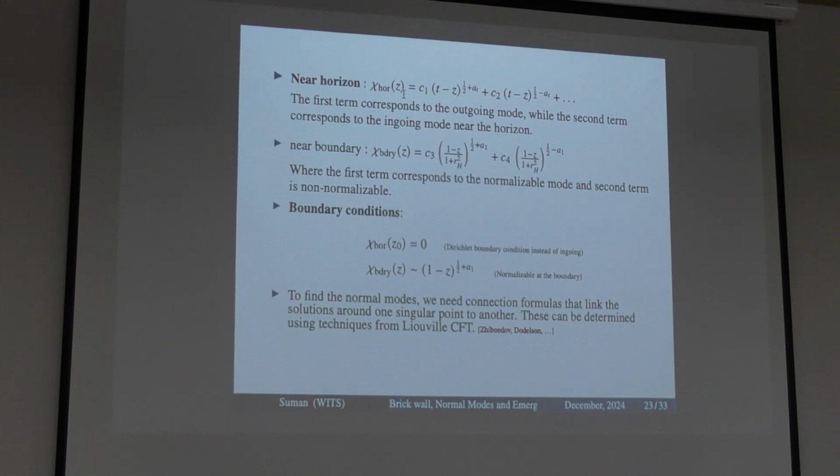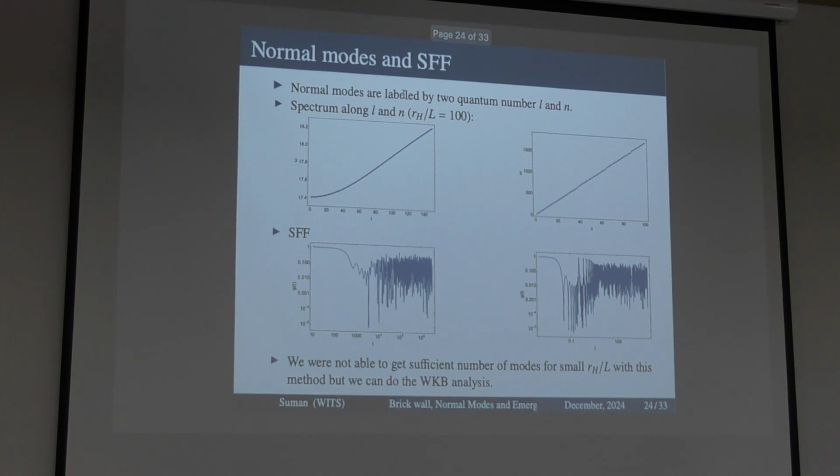Now to find these normal modes, we need the connection formula. For BTZ, this was a hypergeometric equation, so we know the connection formula. But here this is a Heun equation, but there are some techniques using Heun connection, and those connection formulas can be written approximately, and we can solve for the normal modes. And if you solve for the normal modes, then these normal modes are labeled by 2 quantum numbers, L and M.